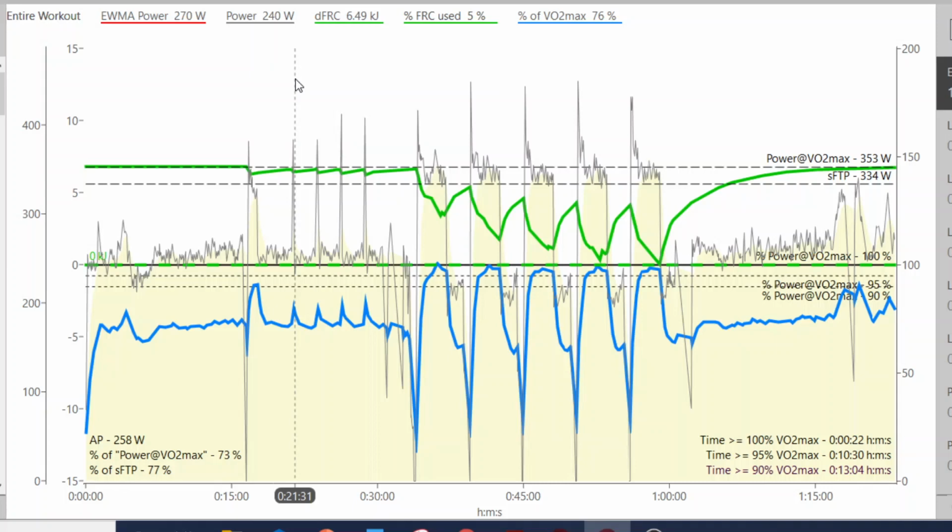So there you have it. That's part 2. It's just analyzing this one particular type of interval session, what I look for in terms of analyzing it on this chart, and how I use that information to change the workout prescription gradually over time.